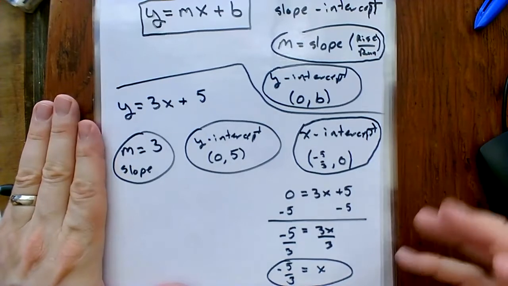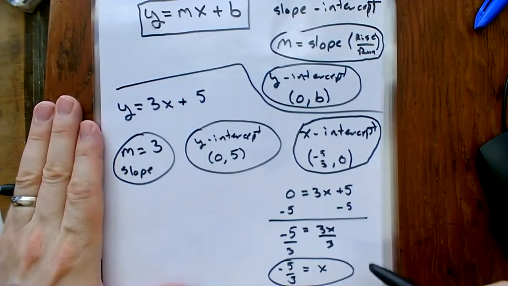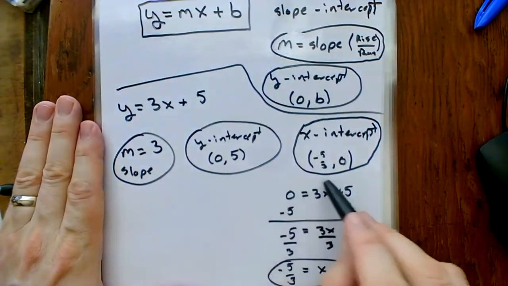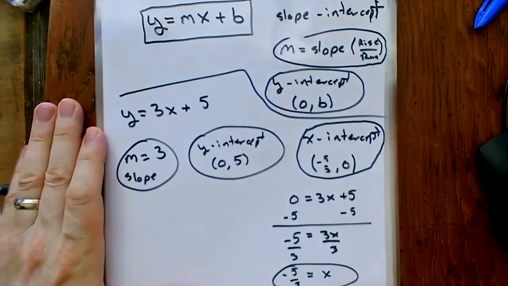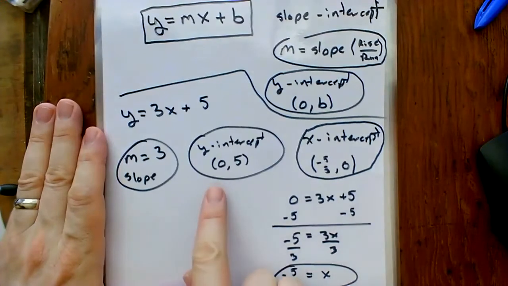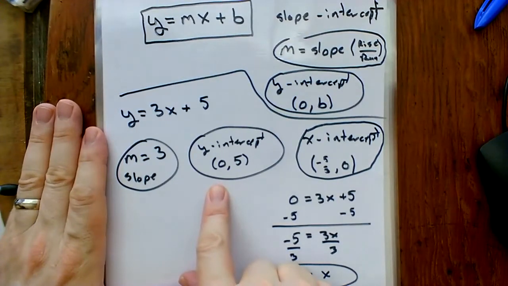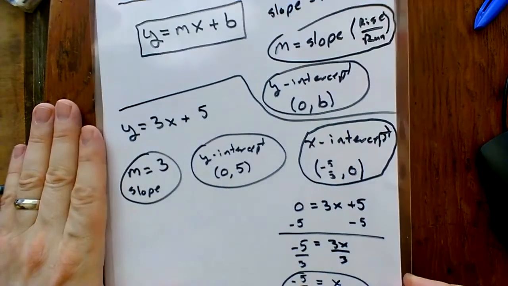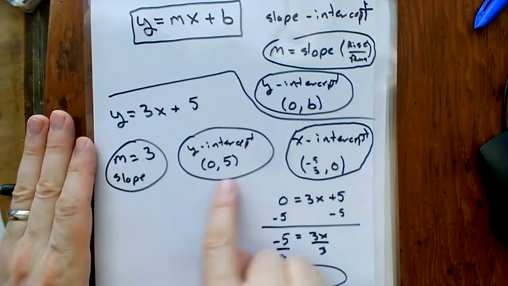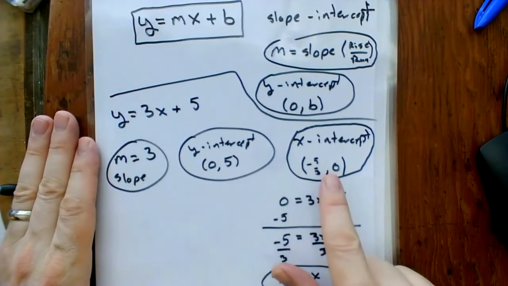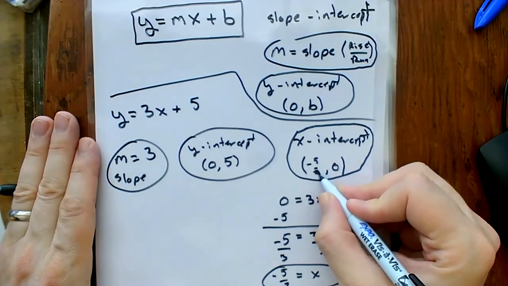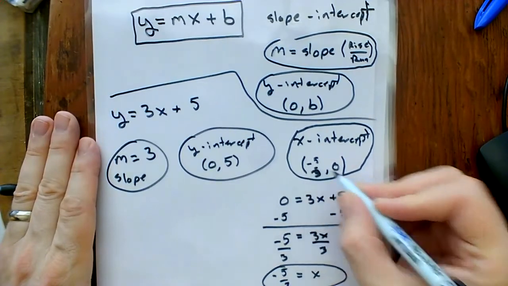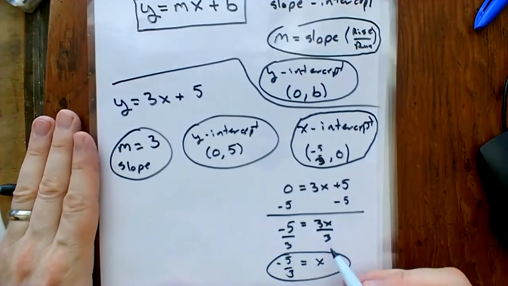I've kind of buried the lead. One of our ways of finding intercepts is that you can always just plug in 0. If you plug in 0 for x, you'll find your y-intercept. If you plug in 0 for y, you'll find your x-intercept.